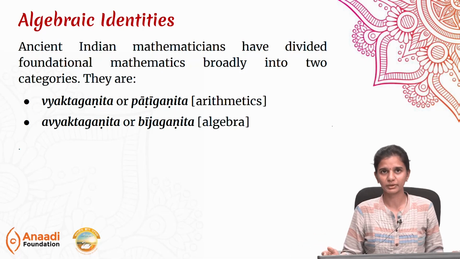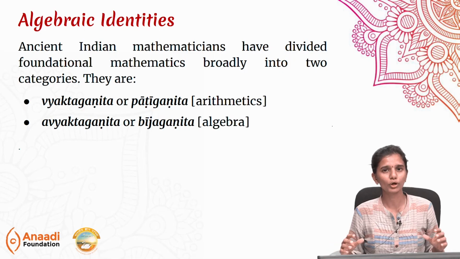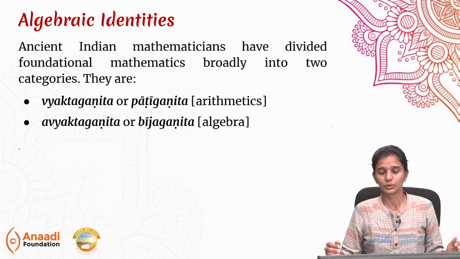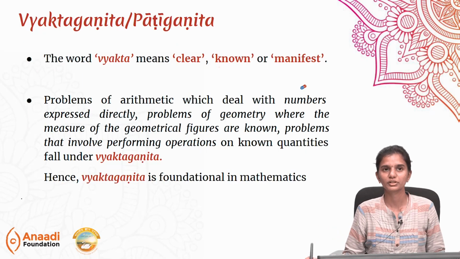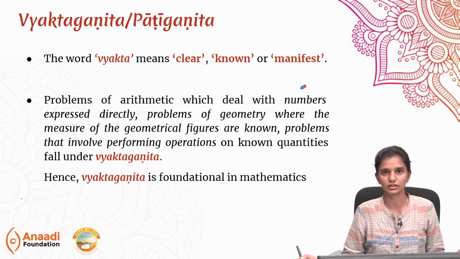Ancient Indian mathematicians have divided foundational mathematics broadly into two categories. They are Vyakta Ganita or Pati Ganita, which is arithmetic, and Avyakta Ganita or Bija Ganita, which is algebra.